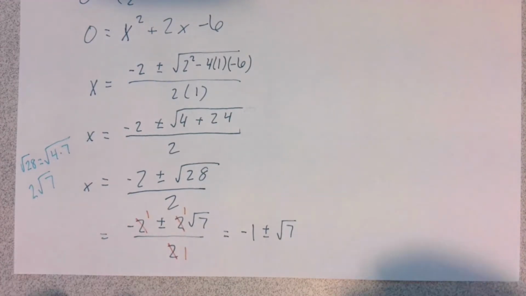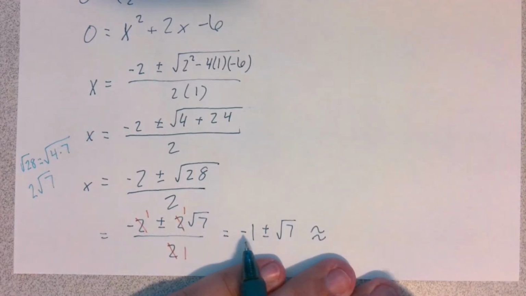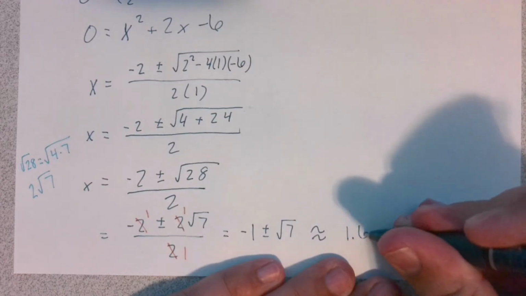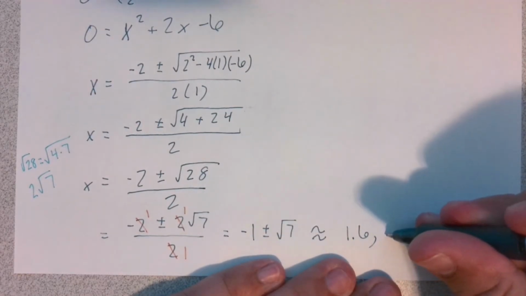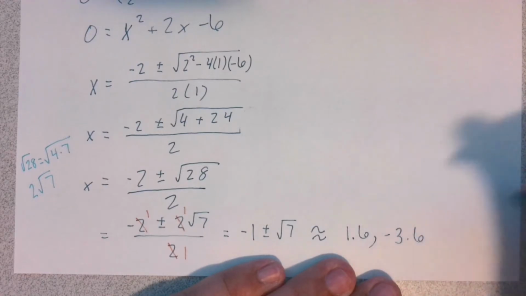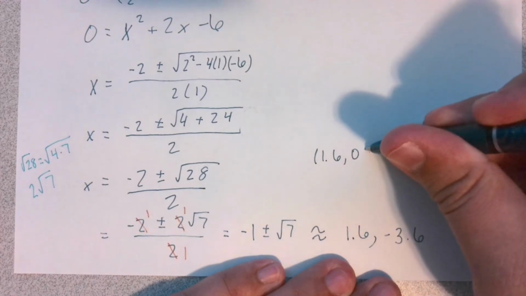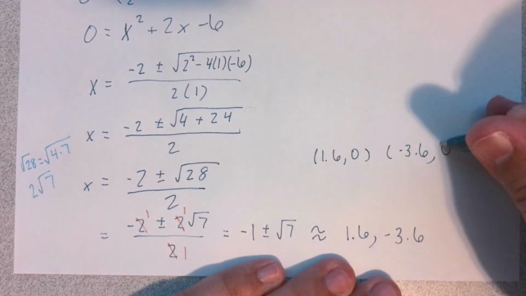Now since I want to graph these, I do want approximate answers. And you do that by going negative 1 plus the square root of 7, which is approximately 1.6, and negative 1 minus the square root of 7, which is approximately negative 3.6. So our x-intercepts are 1.6, 0, and negative 3.6, 0.